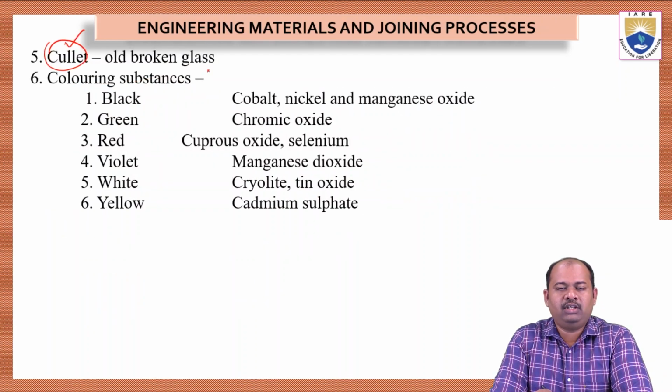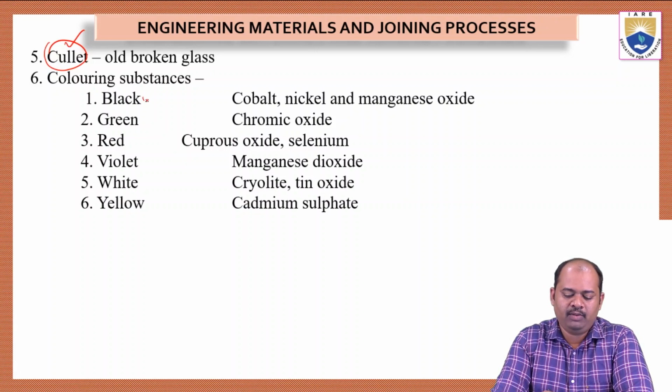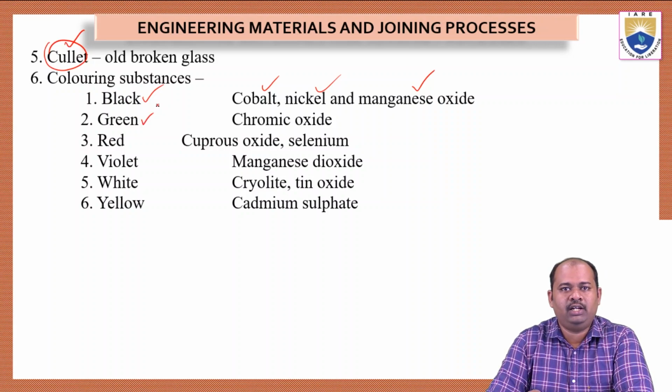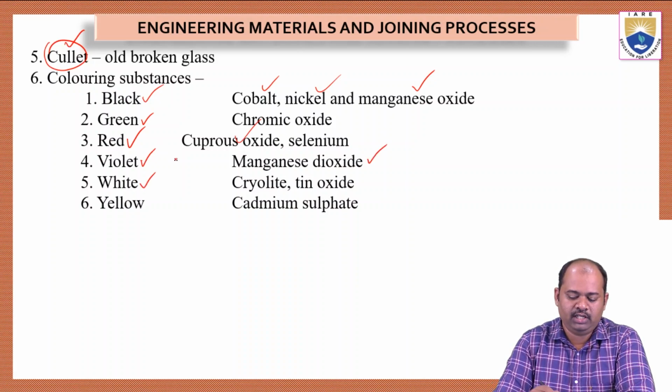Now let us see the different coloring substances which are used to give colors. If you want to add black color to glass, we have to add cobalt, nickel and manganese oxide. If you want green color, we add chromic oxide. If you want red color, we add cuprous oxide, a compound of copper. If we want violet color, we add manganese dioxide. And white color can be obtained by cryolite or tin oxide.